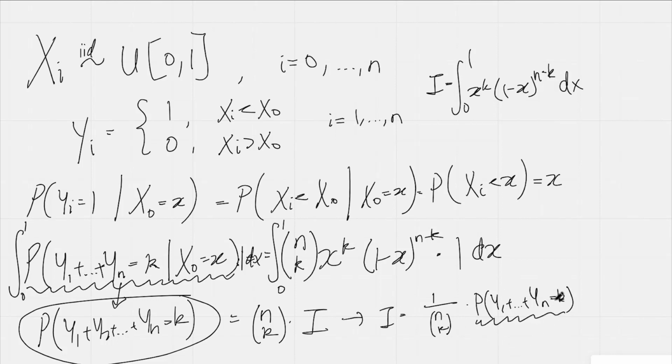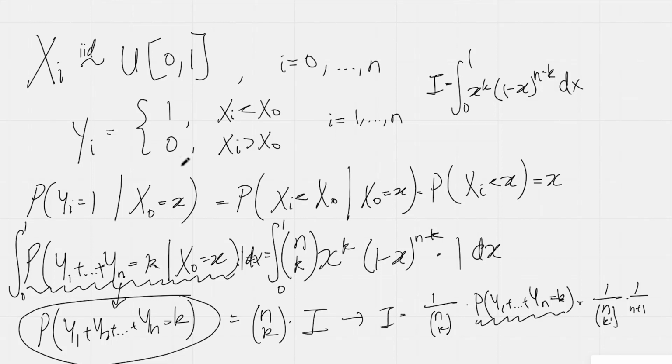And in fact, this isn't actually too difficult to work out. This turns out to just be 1 over n plus 1. So this is going to be 1 over n choose k times 1 over n plus 1. Why is it 1 over n plus 1? Well, I won't explicitly say why. I'll give you a chance to think about it. But we want y1 plus y2 plus all the way up to yn to equal k. Let's translate back to what that means. That means that we need k of these xi's to be less than x0 and n minus k of them to be bigger than x0.